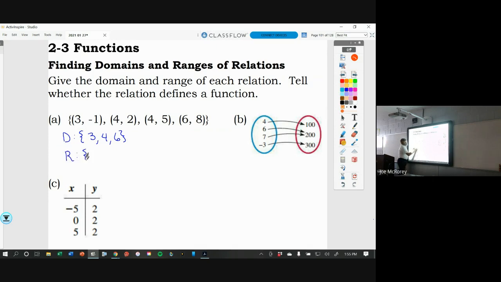The range of relation A: -1, 2, 5, and 8, in order from smallest to largest, nothing repeats. Is relation A a function? No, not a function, because of those two.